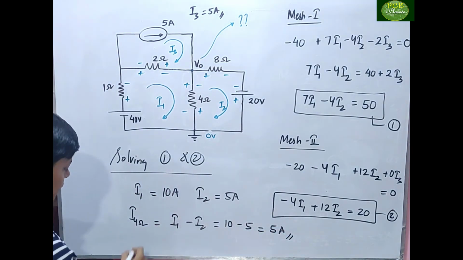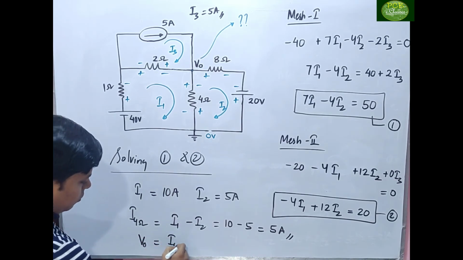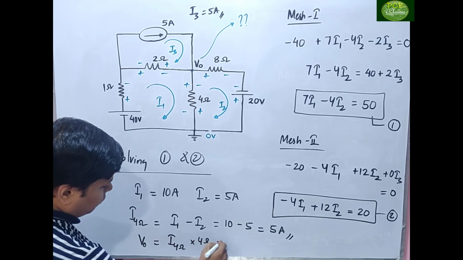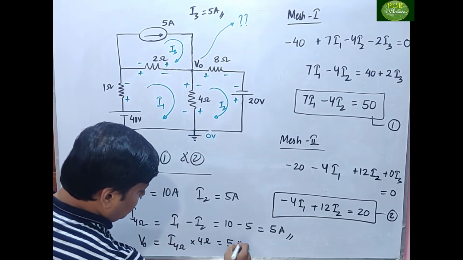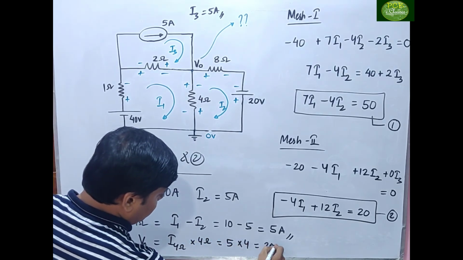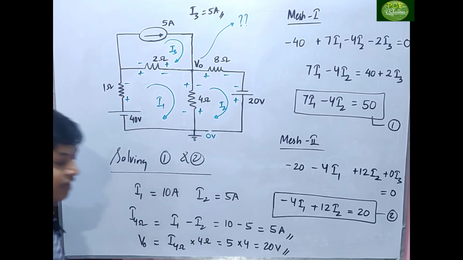So what will be V0? V0 will be I4 ohm multiplied with 4 ohm. What is I4 ohm? 5 into 4. So it is 20 volt, which is your answer.